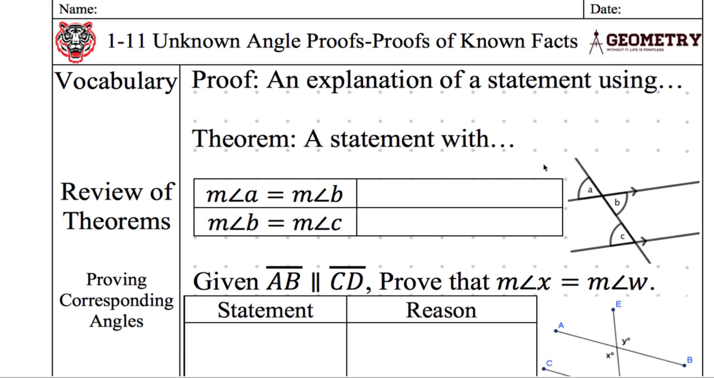All right, this is our new type of lesson in Geometry 1-11. We're talking about unknown angle proofs. So we know these facts. Every single fact in this lesson, you know that it's true, but today we're going to prove them. Some of them we've already done before. For example, we know that A and B are the same measure, and we know that B and C are the same measure. We're going to be talking about why.